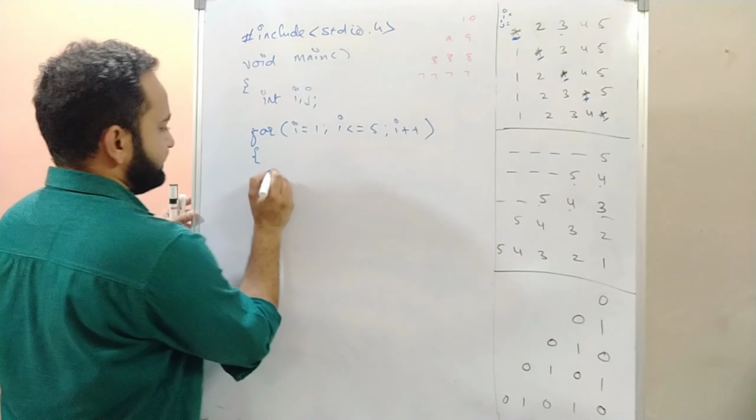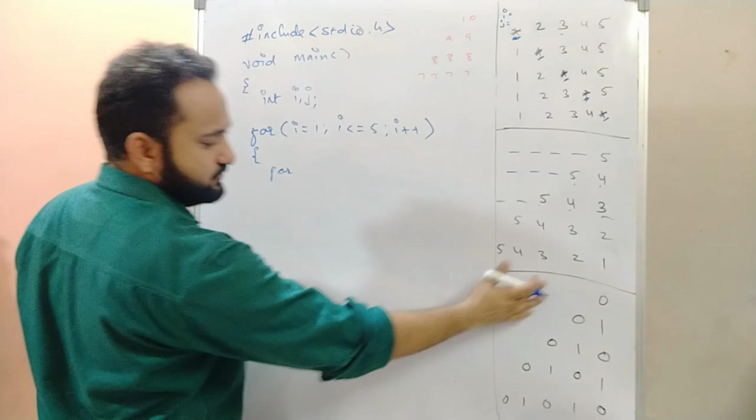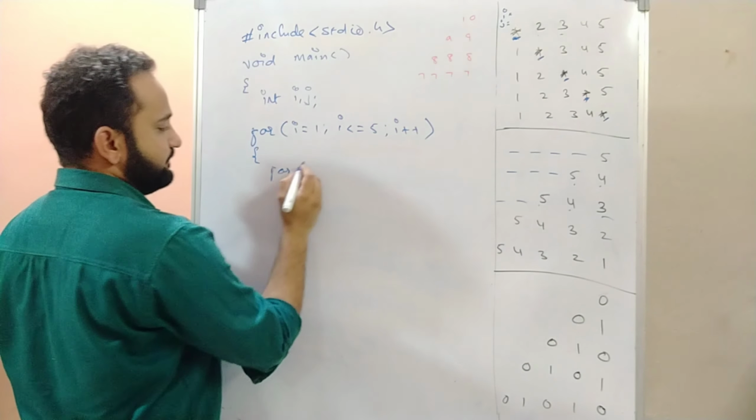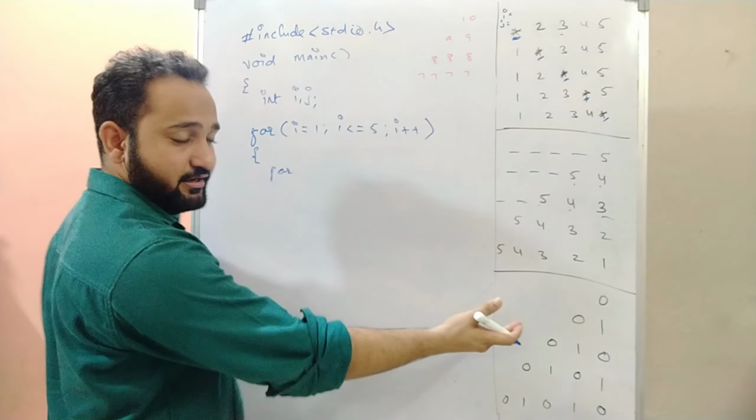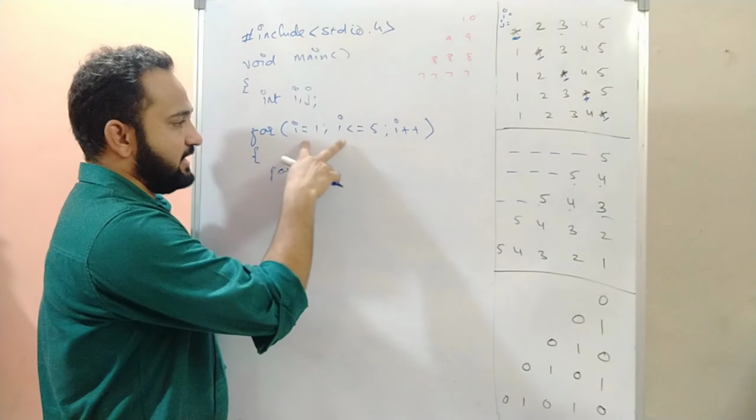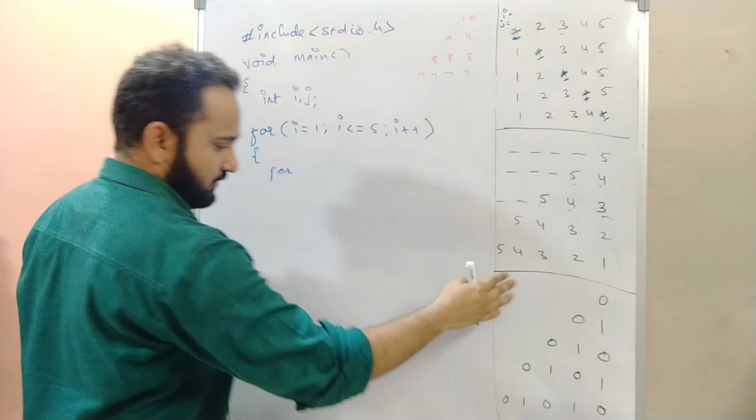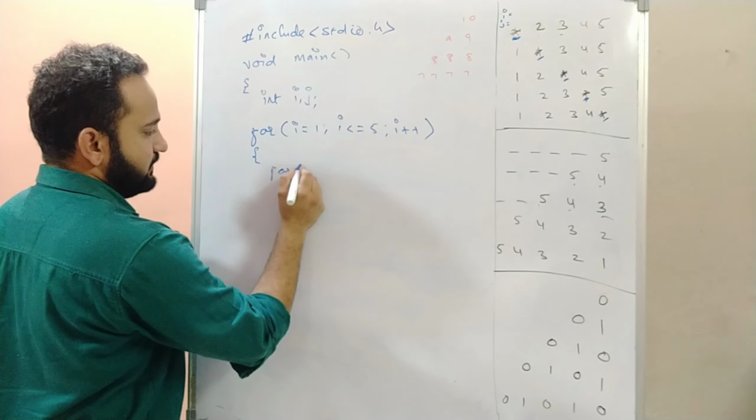Let's write. How many rows do we have? 5 rows. So I will iterate from 1 to 5, and we have this alignment, a mirror image, right? If it's inverted, then the i will be inverted simply, right? For this, I will iterate from 1 to 5.